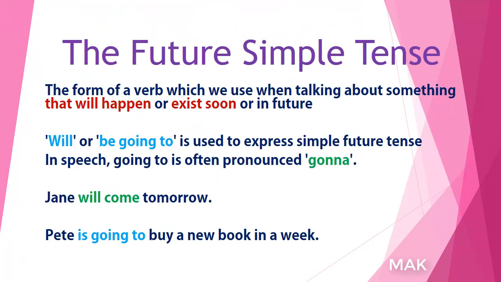The future simple tense: the form of a verb which we use when talking about something that will happen or exist soon or in future. Will or be going to is used to express simple future tense. In speech, going to is often pronounced gonna. For example, Jane will come tomorrow. Pete is going to buy a new book in a week.